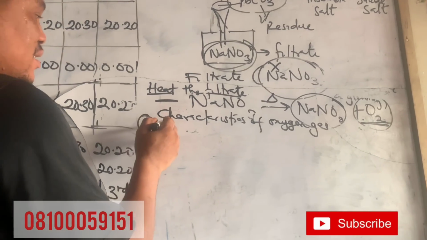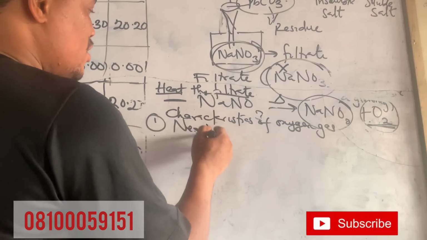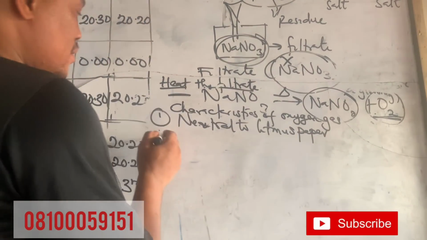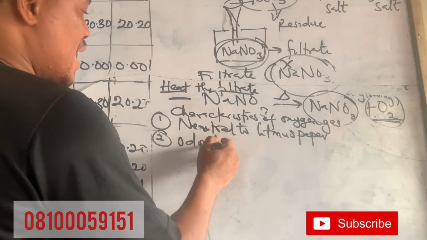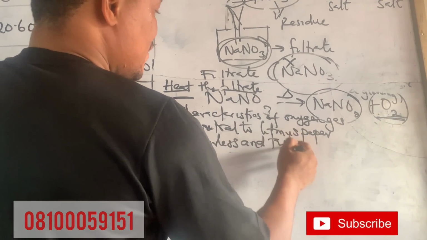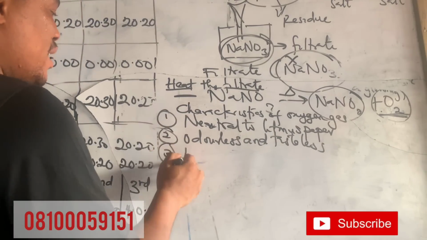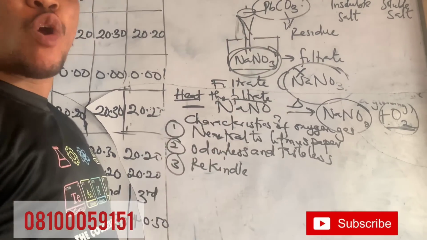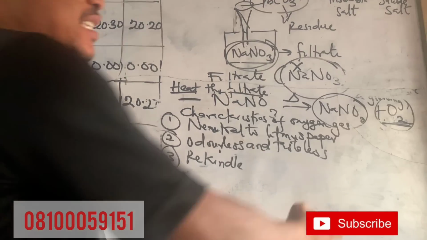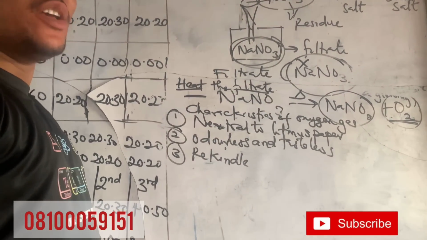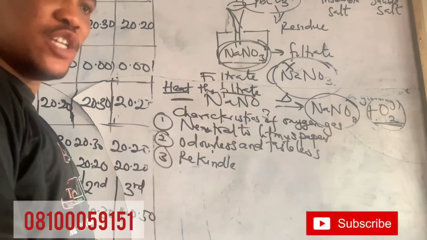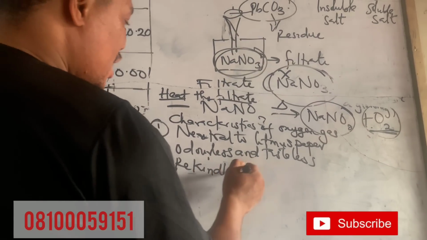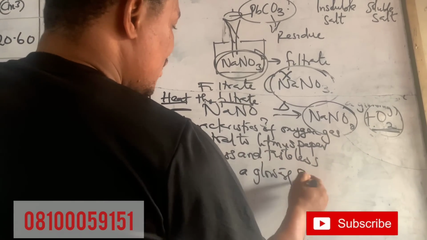Number one, it is neutral. That's physical properties. It is neutral to litmus paper. Note that. Number two, it is odorless and colorless. And number three, it will rekindle. Because what aids combustion? For anything that is burning, what aids it is oxygen gas. That's the reason why when you are burning something and you begin to fan it, you provide it with oxygen gas and it rekindles. So it rekindles a glowing splint.